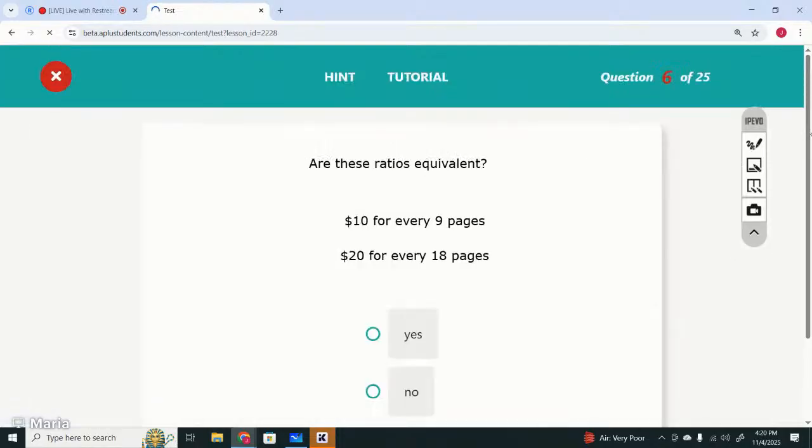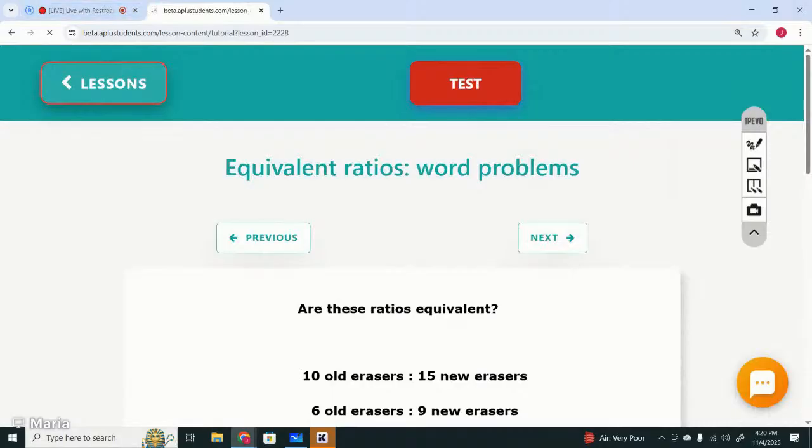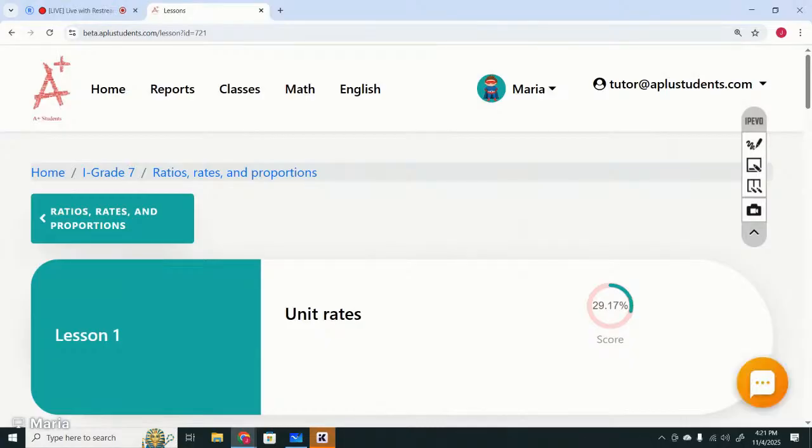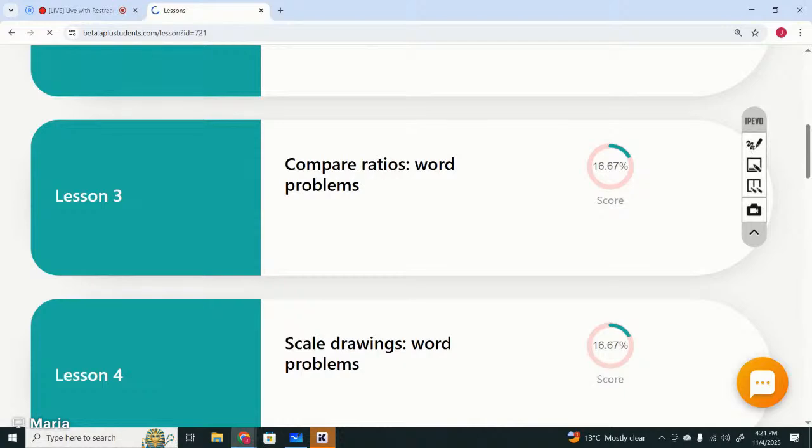Okay, you can complete the lesson by yourself later today. Let me just move on to the next lesson. The next lesson is compare ratios word problems.